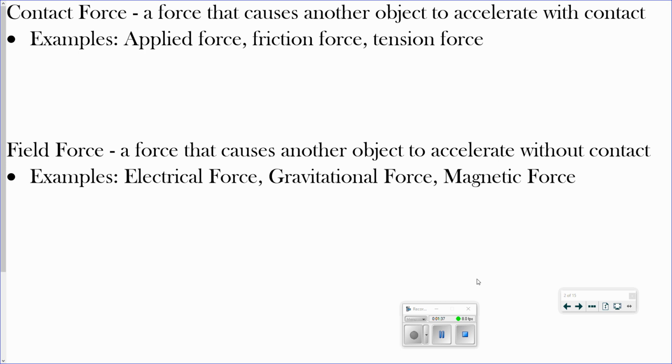So, quick review. Contact forces. Those are forces that occur when a force causes another object to accelerate. So if you go from rest to having a velocity, you're obviously accelerating, and if you push something in order to do it, you've applied a contact force. So applied forces are contact forces, friction forces are contact forces because two surfaces are touching each other, tension forces are contact forces because it's a rope pulling on something.